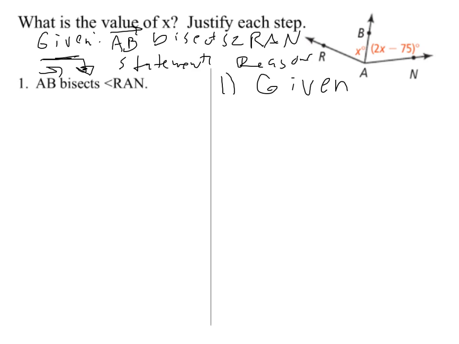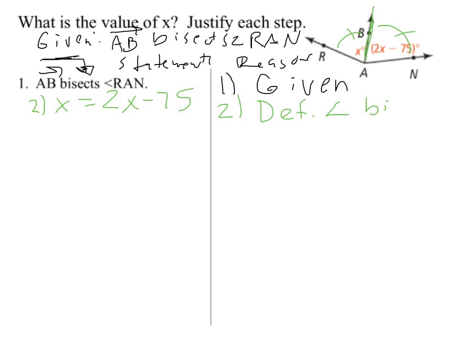And like I said before, you should always use what was talked about before to help you write out the next statement. So if I know it bisects that, I can write that x is equal to 2x minus 75. And the reason I know that is because once I know something bisects, I know you have two congruent angles. So this would just be definition of angle bisector.